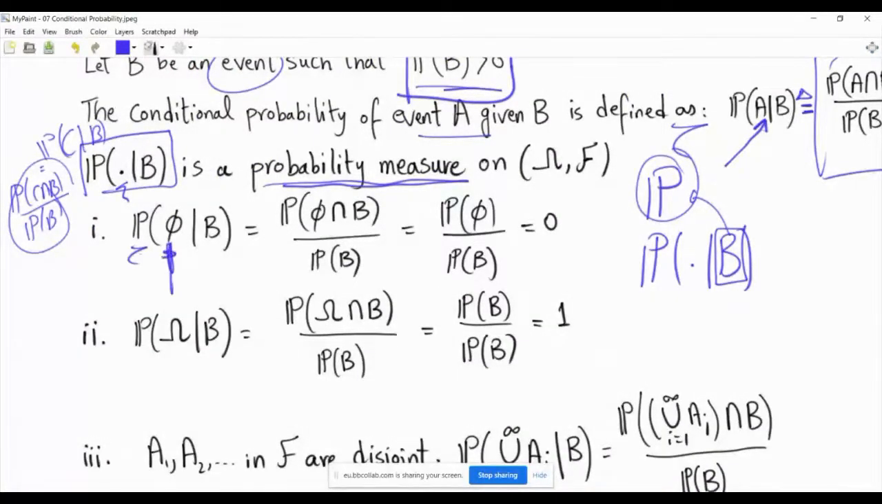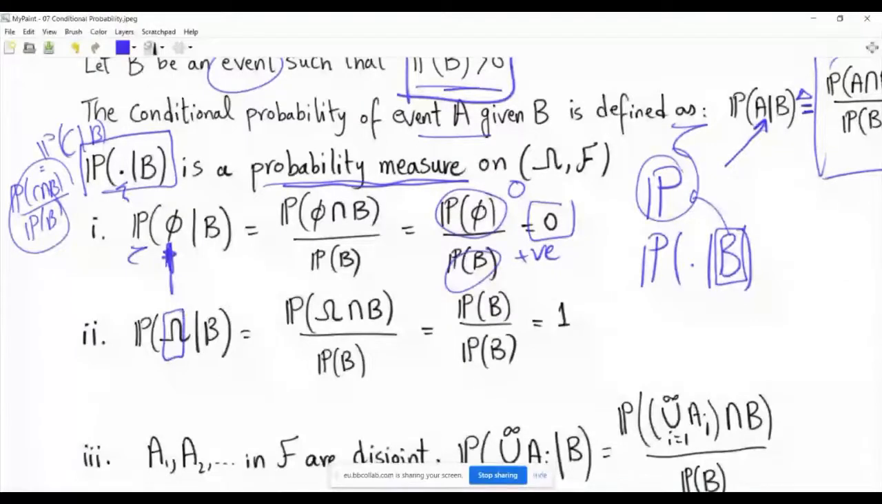Probability of the empty set should be 0. So the probability of the empty set is the probability of the empty set intersect B. The intersection of the empty set and any subset of big omega is empty. And so this is the probability of the empty set, so this guy is 0 and this guy is positive. 0 over a positive number is 0. So indeed, this new probability measure gives you 0 when we choose the empty set.